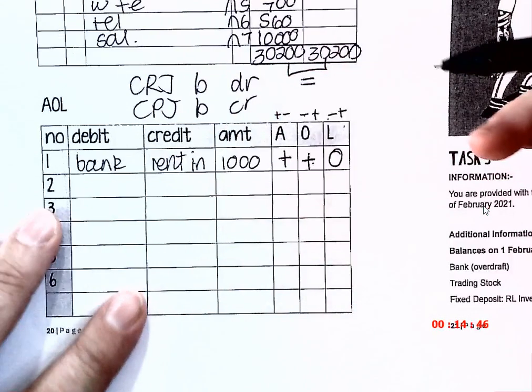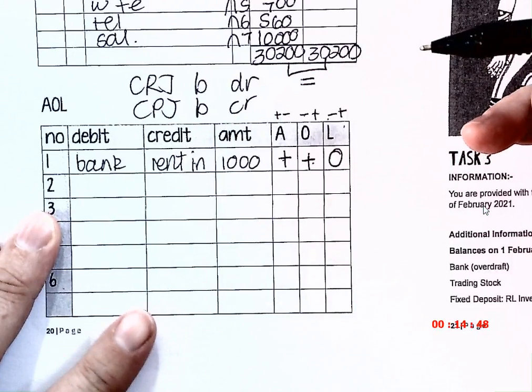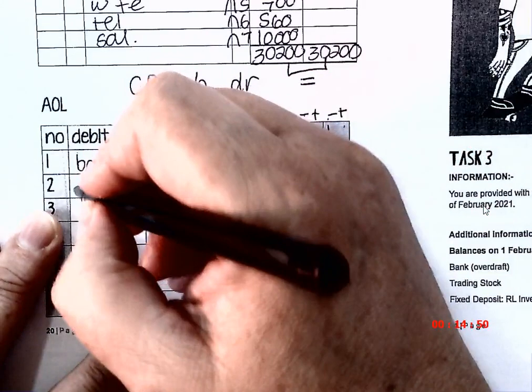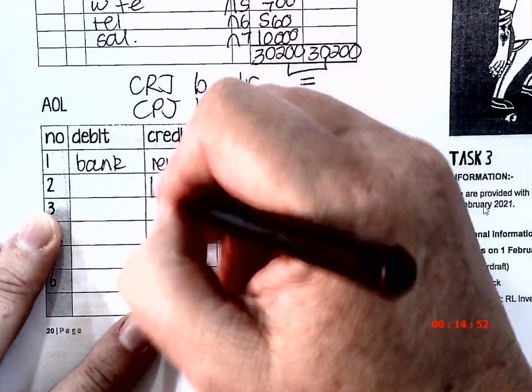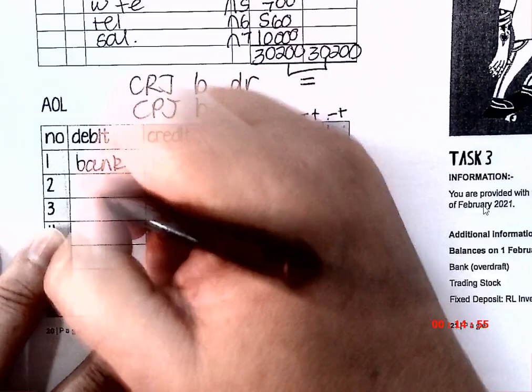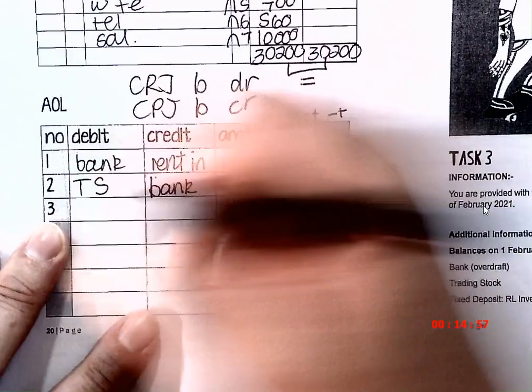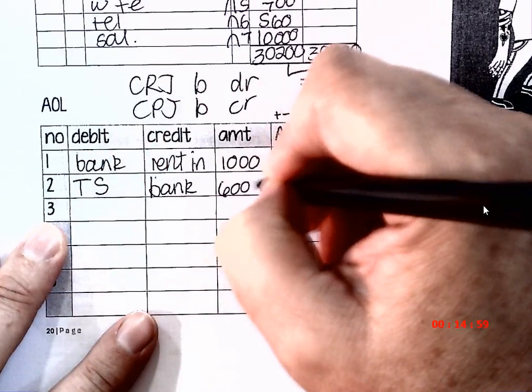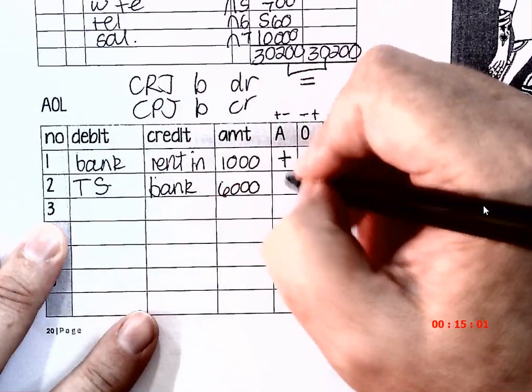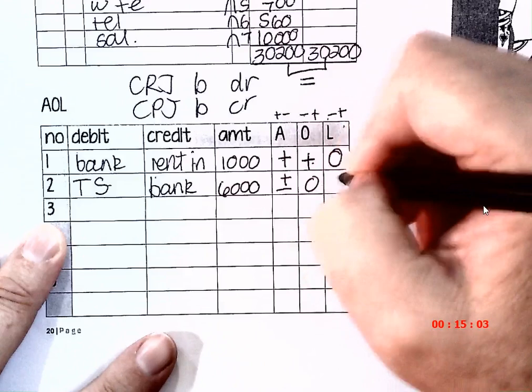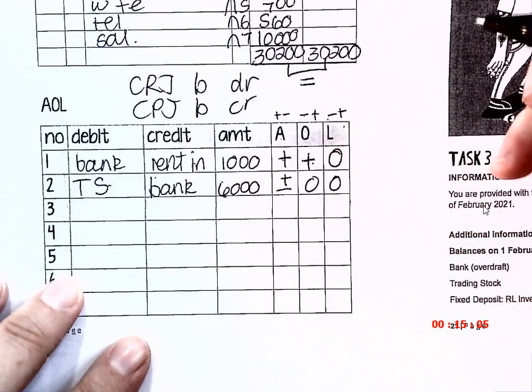The second one is the trading stock that we bought. So we are buying. So it's CPJ. So bank is credit. Trading stock is debit. Amount 6,000. Both assets, meaning owner's equity and liabilities both 0.